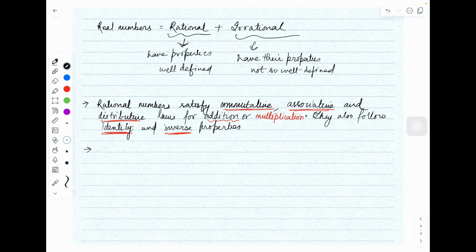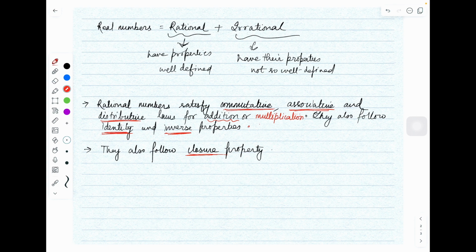Okay. Second point, they also follow closure property. We are going to discuss one by one everything: commutative, associative, distributive, identity, inverse.